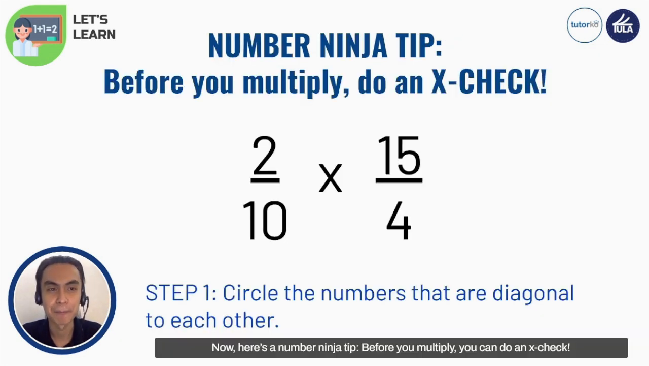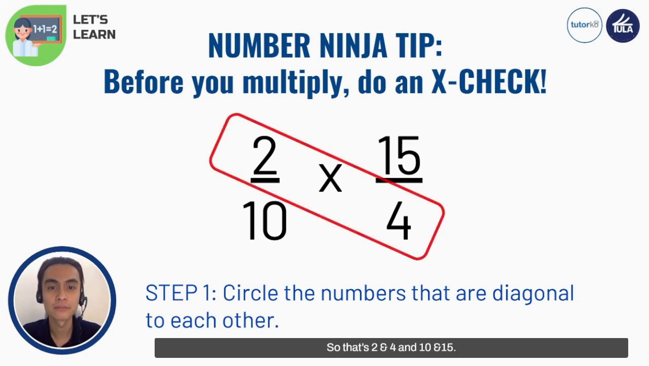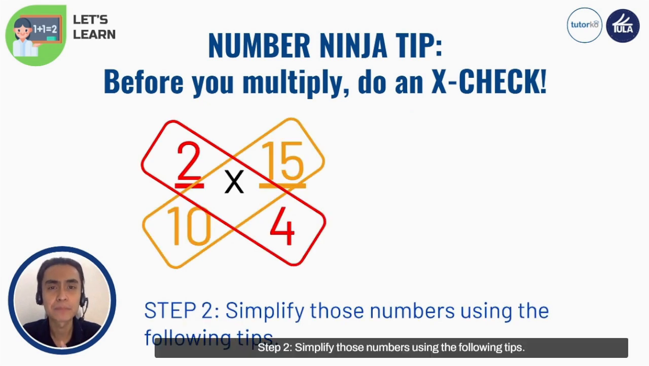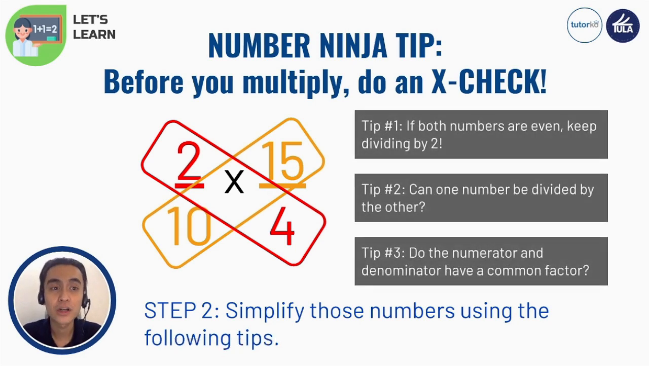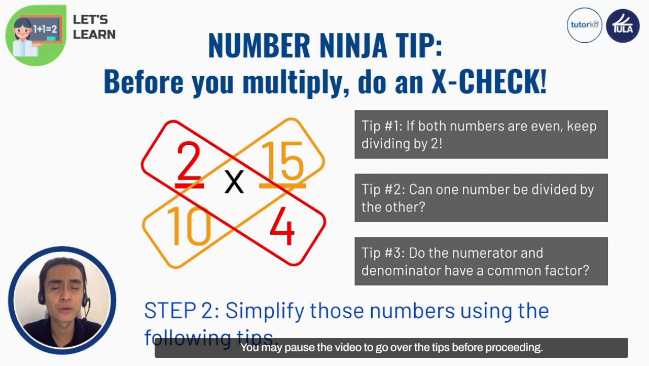Now, here's a number ninja tip. Before you multiply, you can do an X check. Let me teach you how. Step 1, circle the numbers that are diagonal to each other. So that's 2 and 4, and 10 and 15. Step 2, simplify those numbers using the following tips. You may pause the video to go over the tips before proceeding.